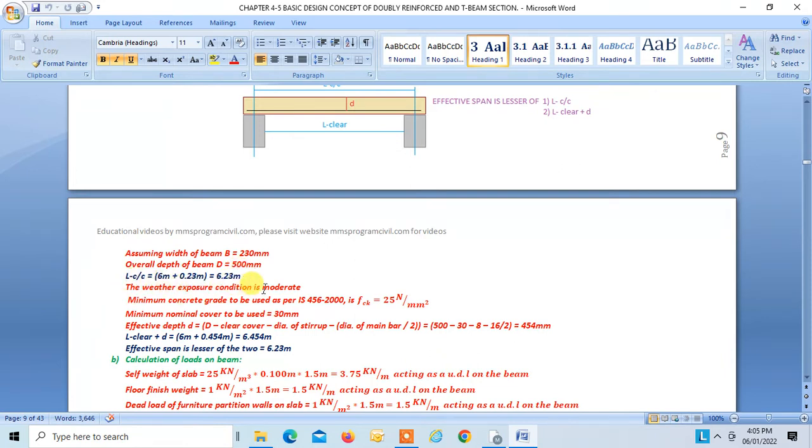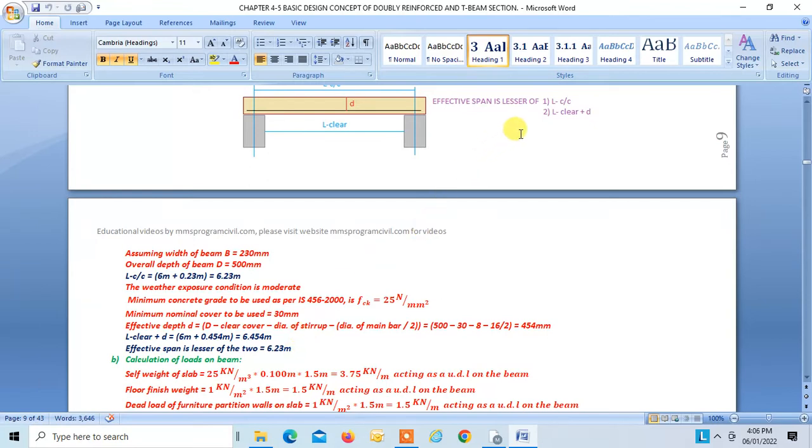Now weather exposure given to us is moderate. So for moderate condition, the minimum grade of concrete to be taken is M25. Minimum nominal cover to be taken is 30 mm. So we can easily find the effective depth d. Effective depth d is capital D minus clear cover, so minus clear cover 30, minus diameter of the stirrup, we are going to use 8 mm dia stirrups, and minus diameter of the main bar divided by 2. We are assuming that we are going to use a 16 mm dia bar as our main reinforcement. Okay, so 16 divided by 2. So this is how we get our effective depth d as 454 mm, right?